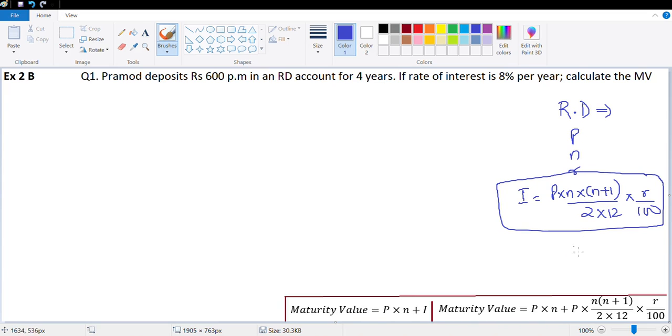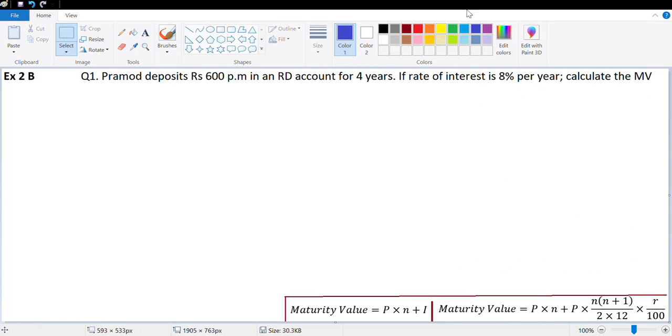gets matured, and the maturity value, which is the money that you get at the end, will include the money that you deposited, which means you deposited P every month for n months. So this is P into n plus I, which we just calculated here. So that's the basic concept here. Two formulas to remember, and let's solve some questions.